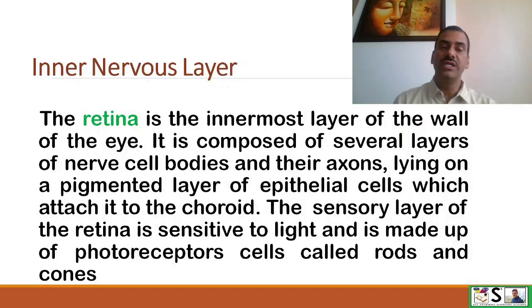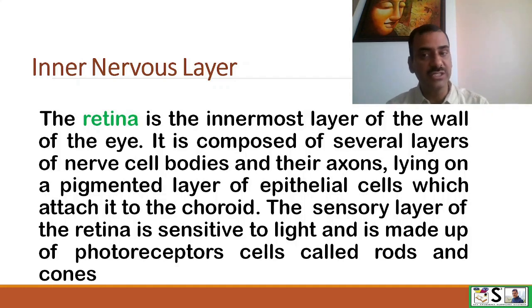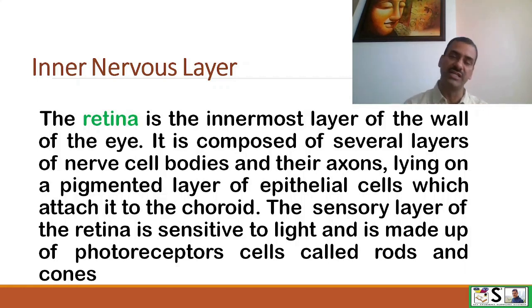Then we come to the inner nervous layer. The third innermost layer is known as the retina. The retina is the innermost layer of the wall of the eye, and it is composed of several layers of nerve cell bodies and their axons, lying on the pigmented layer of epithelial cells, which is attached to the choroid. The sensory layer of the retina is sensitive to light and color, and it is made up of photoreceptor cells known as rods and cones.